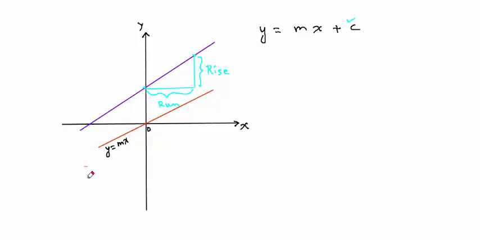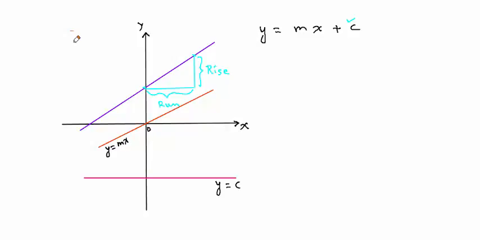A straight line that runs parallel to the x-axis will always have its equation of the form y is equal to c, where c is a constant. In particular, the equation of the x-axis itself is y is equal to 0, because every point on the x-axis has a y-coordinate of 0, no matter what x is.